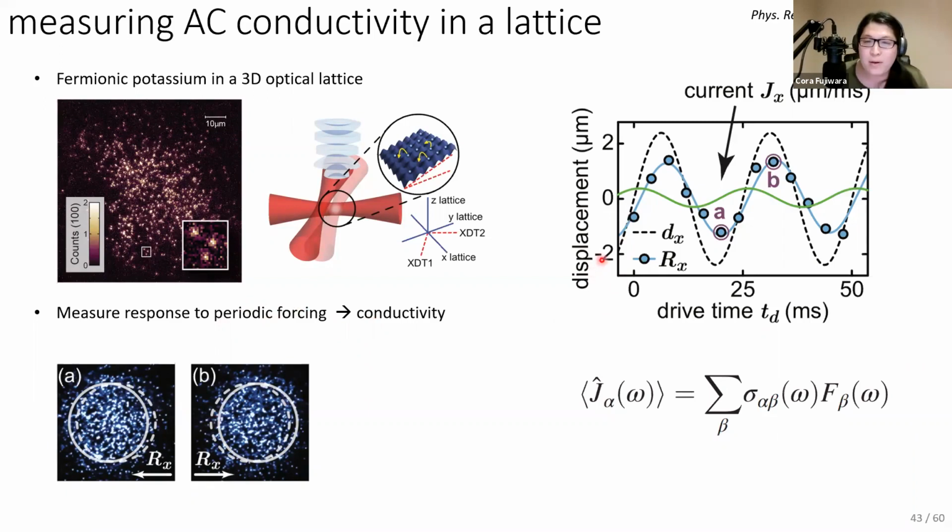And by comparing the force that I'm applying, which is this dash curve, to the displacement, which is this blue curve, I'm able to reconstruct sort of an Ohm's law, which relates the current of the atoms to the force that I'm applying.